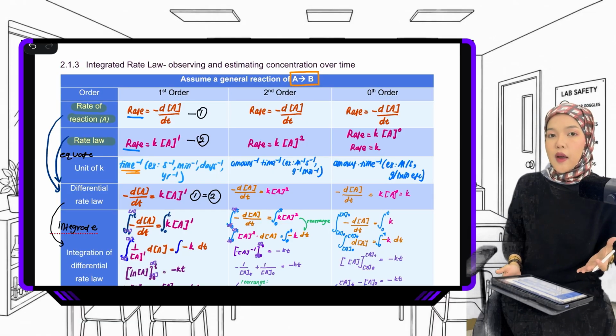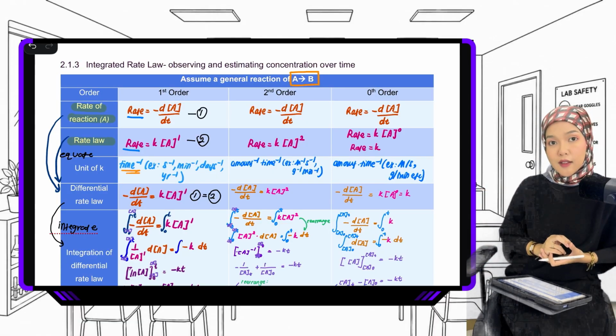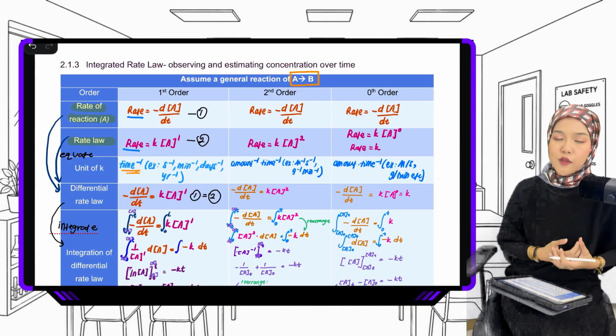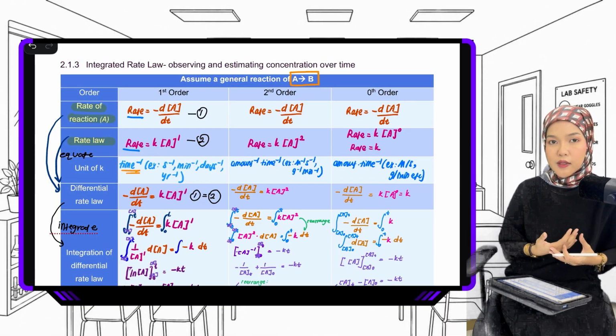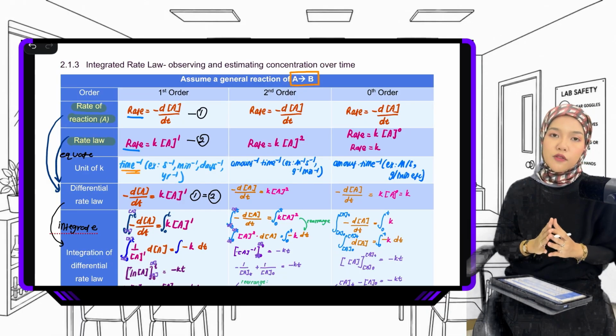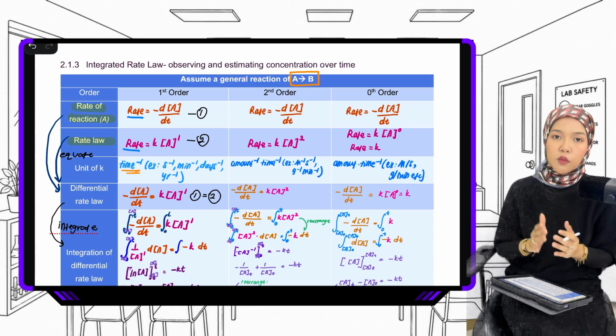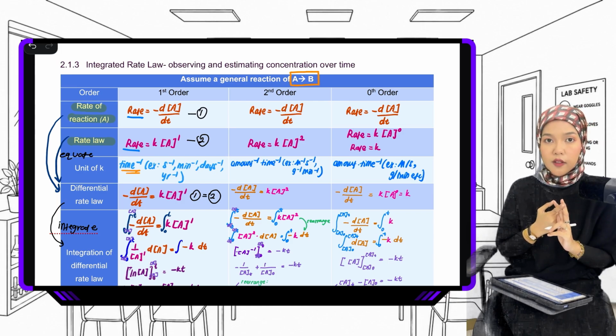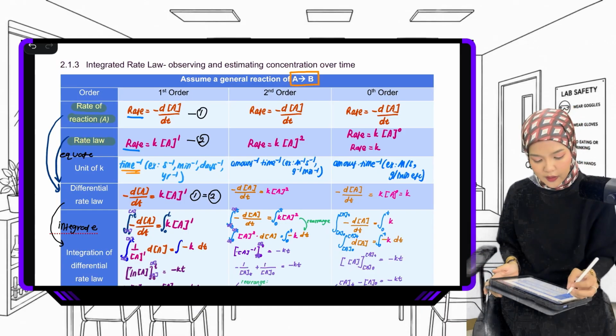Alright, so this is where we stopped in our previous class, on the integrated rate law. Okay, so how do we get to the integrated rate law? That is why it's important for you to look at the rate of reaction. Let me just mention, for your level, we are just going to deal with first order reaction, second order, and also zero order reaction. Alright?